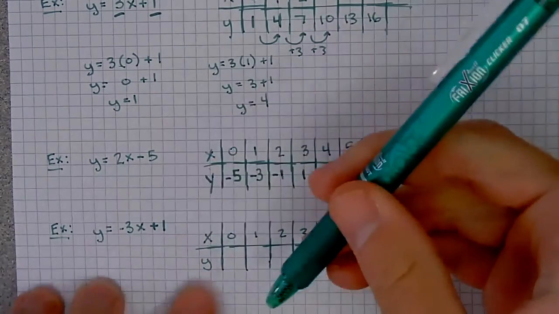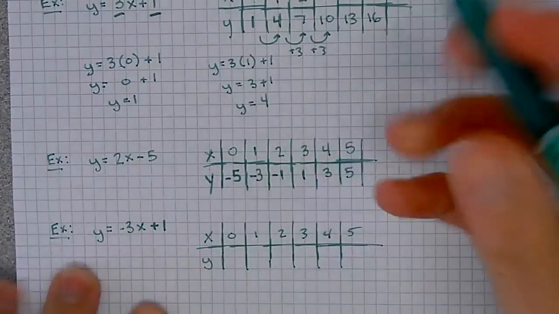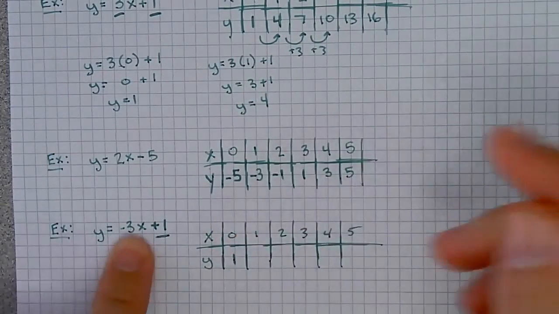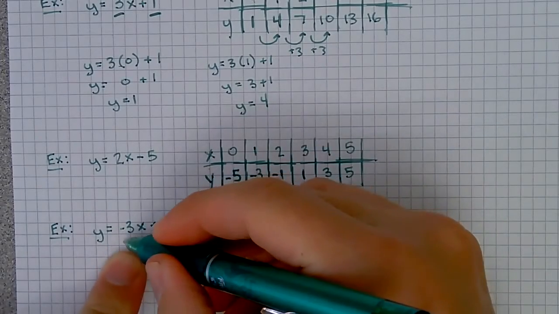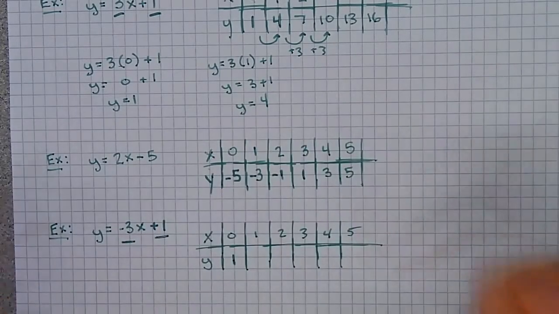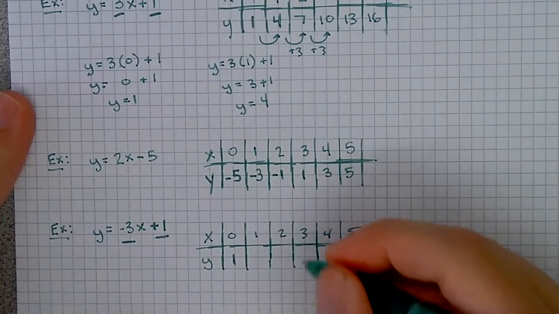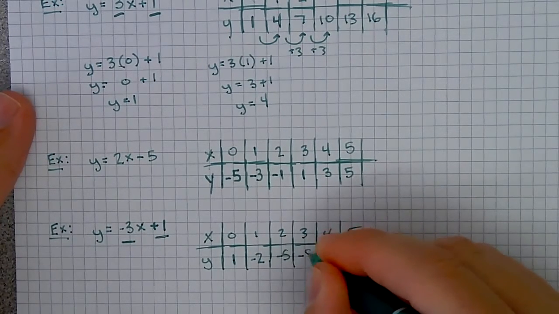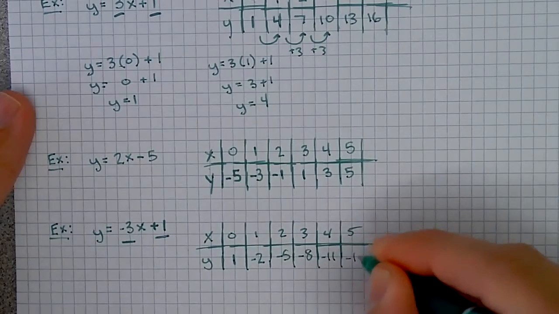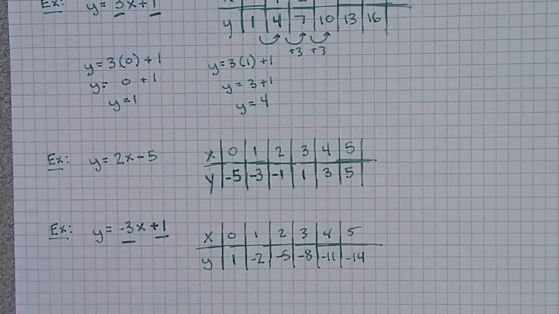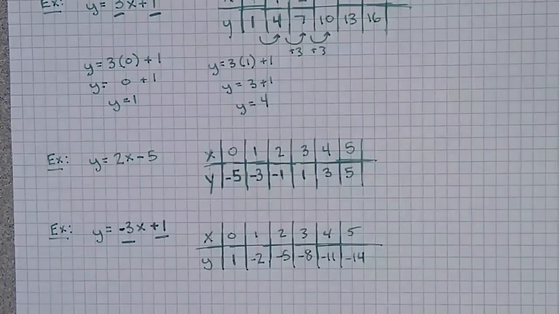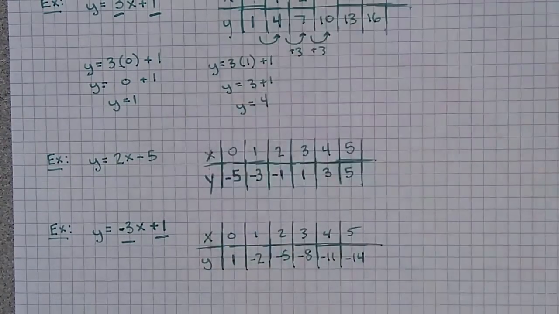All right, so again, we could plug in 0, or an easier way. Here's our starting value, 1. -3 is my growth. So I'm actually subtracting 3. So 1 minus 3 would be -2, -5, -8, -11, -14. Going that way. So if there's a negative out in front, we'd be subtracting from one term to the next. Positive, we are adding.